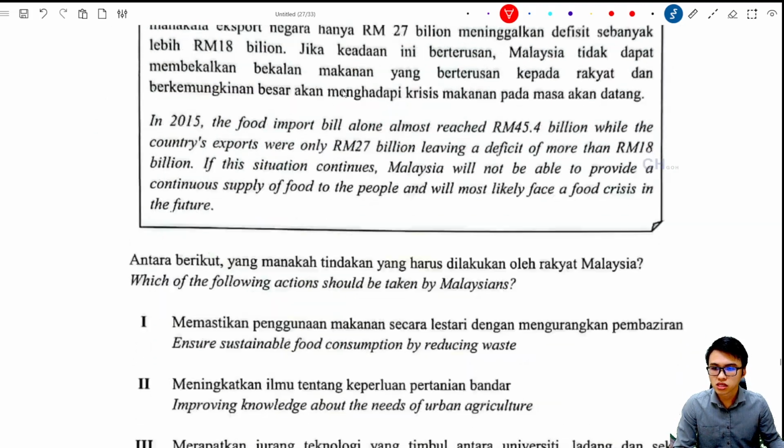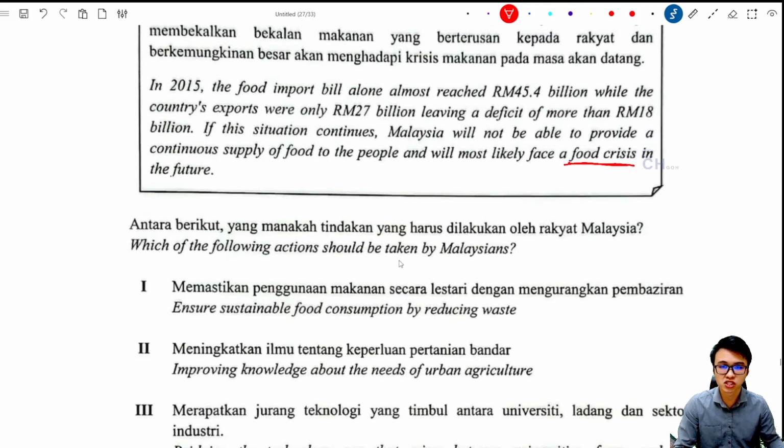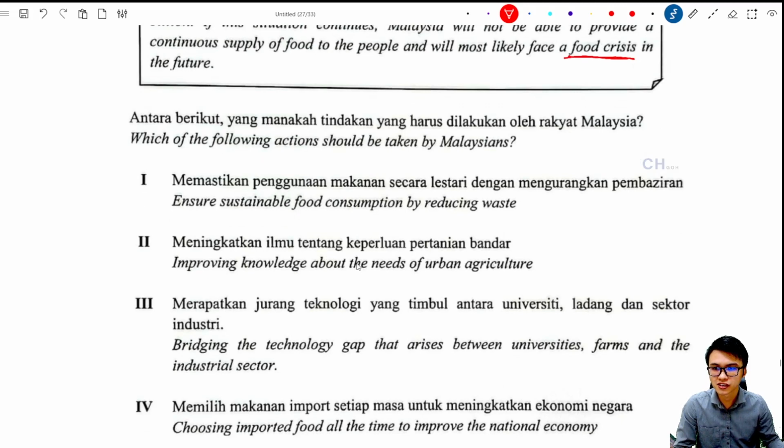Okay, question 34. Wow, the statement is too long. The food import, blah, blah, blah. If the situation continues, we will not be able to provide continuous supply. We will face a food crisis. Oh my God. So which of the following actions should be taken by the Malaysians? Try not to eat, no. No lah, it's impossible. So ensure sustainable food consumption by reducing waste.